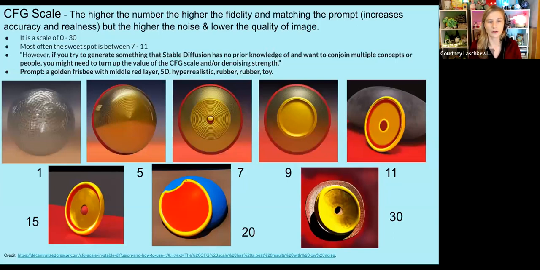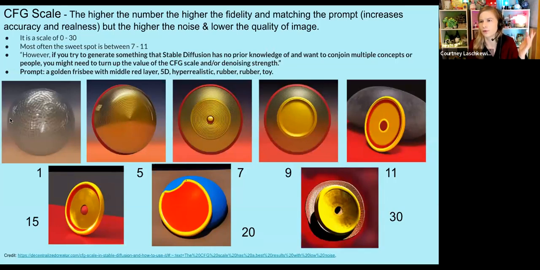So it is the scale of 0 to 30. The higher the number, the higher the fidelity in matching the prompt. So it increases accuracy and realness, the higher the number, but also the higher the noise and the lower the quality of the image. So you can see 30, like, what even is that? This is supposed to be a frisbee. It looks like a shell at this point, like a beach shell. And that's 30 on the CFG scale, which is just a slider.